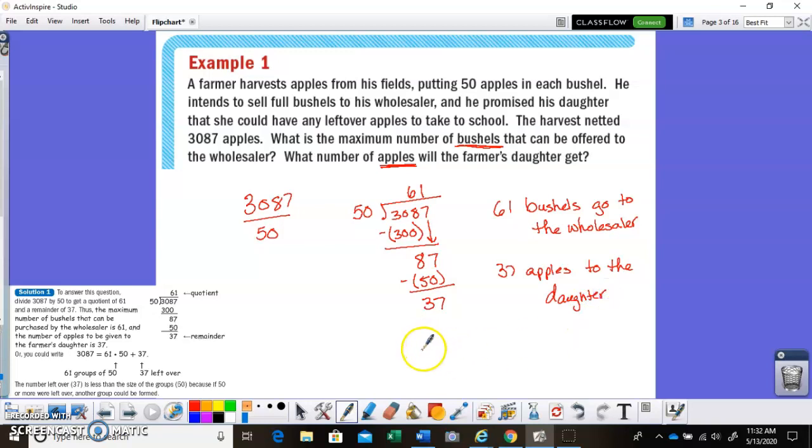If I write this in terms of the way we've been writing it and the way we're going to do polynomial answers, it would be 61 plus 37 fiftieths. That's how we would have written that answer.